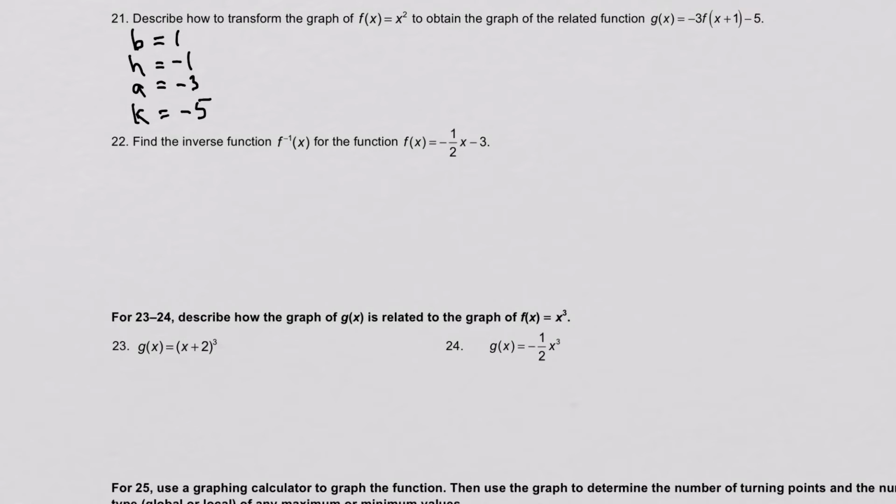Starting with b, b represents a horizontal stretch or compression or a reflection. Since b is just 1, b does nothing in this case. We don't even have to mention it. You could say it's a stretch by a factor of 1, but that actually doesn't mean anything. It doesn't change anything. Let's go to h. H is a translation. We need to say translation in which direction. Since h is negative, that means translation to the left 1 unit.